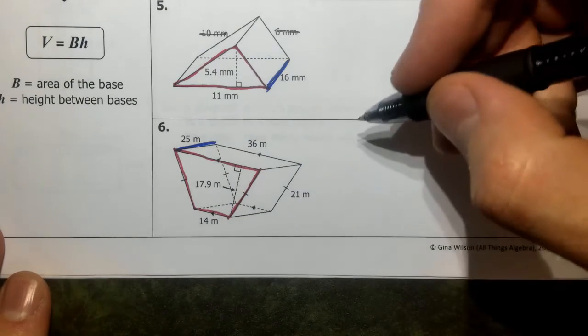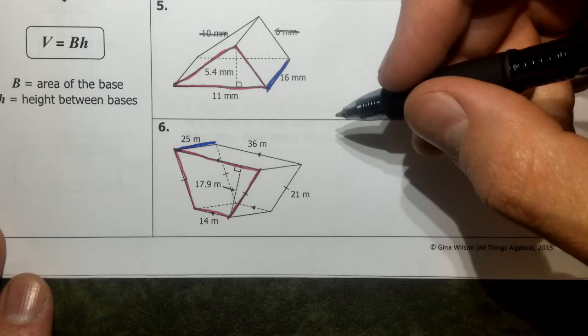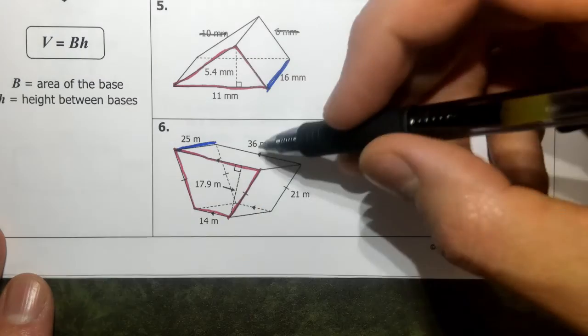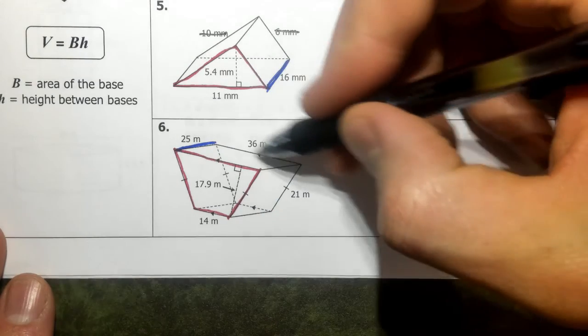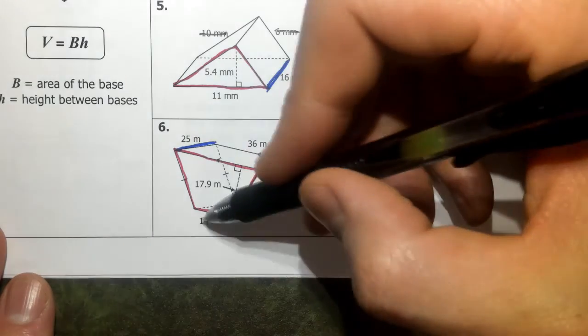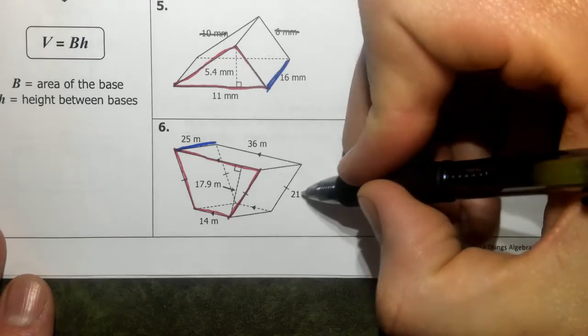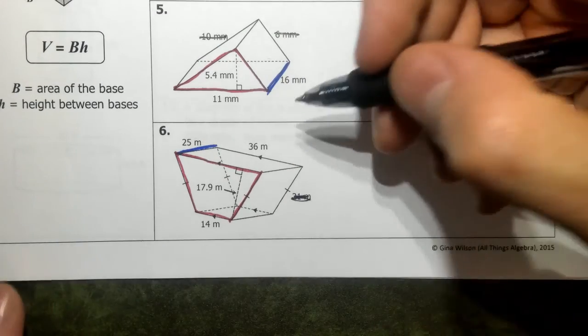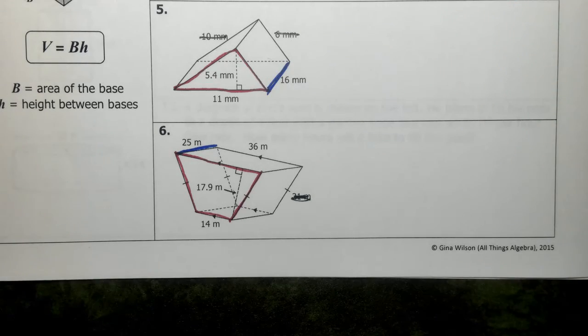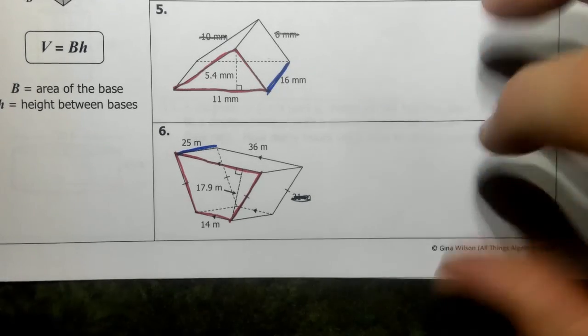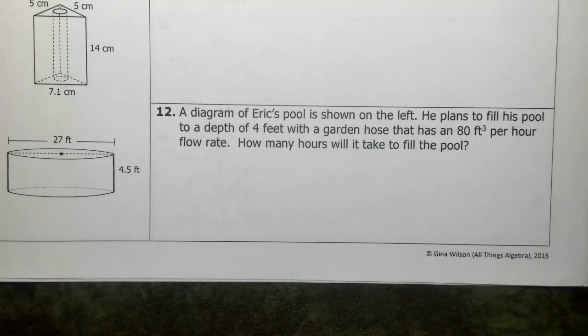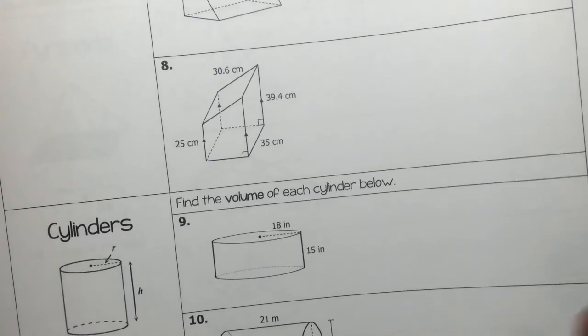So that means we are not going to be using, see, 36 is one of our bases, 14 is one of our bases, 17.9 is one of our heights. We're not going to use that 21 for this one, okay. You should be able to do those on your own. 7 and 8, very similar problems.